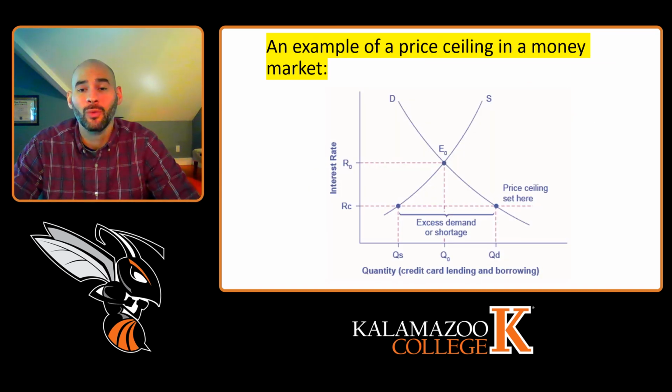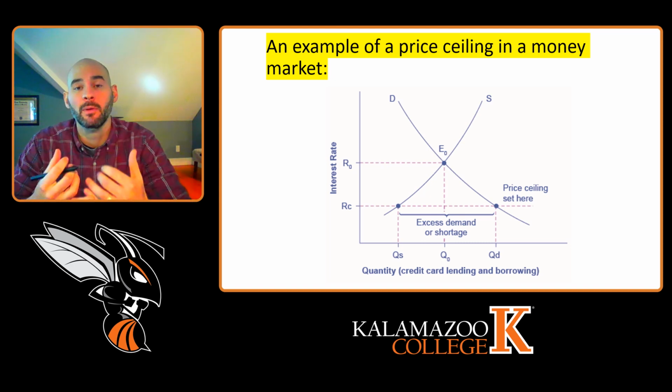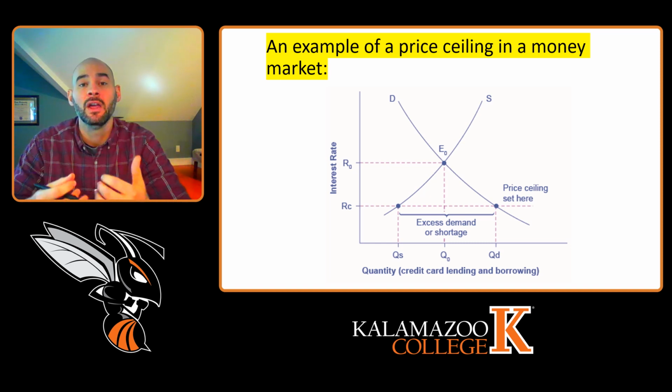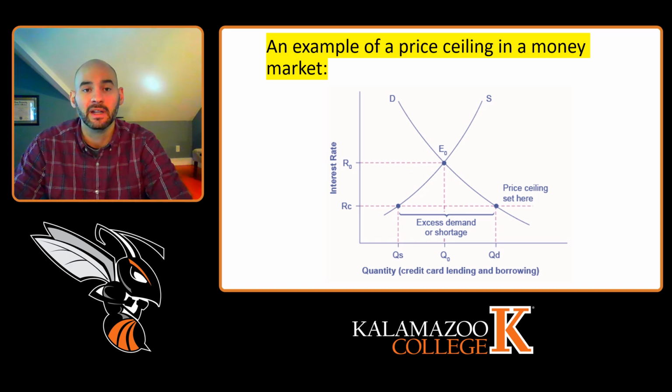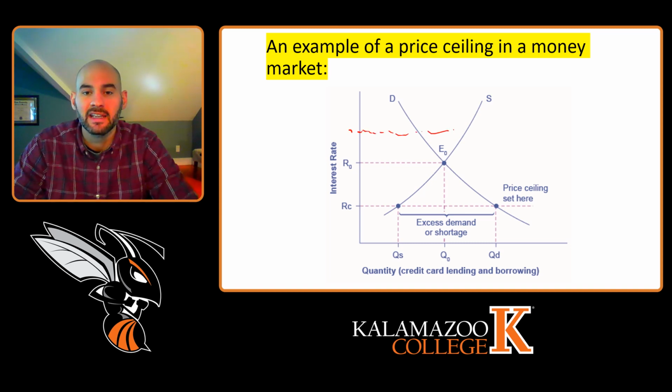Okay, so by now we have considered how price ceilings and price floors work in private goods markets and in labor markets. We've looked at minimum wage laws as examples of price floors and rent control as examples of price ceilings. What I want to do now is apply this price ceiling framework to a money market and think about the role of usury laws, which may result in shortages of credit.